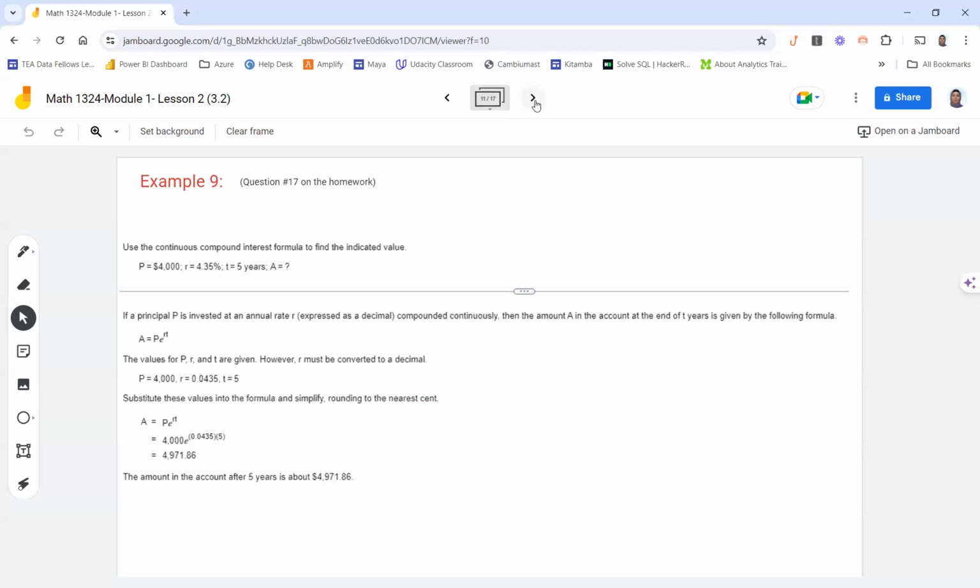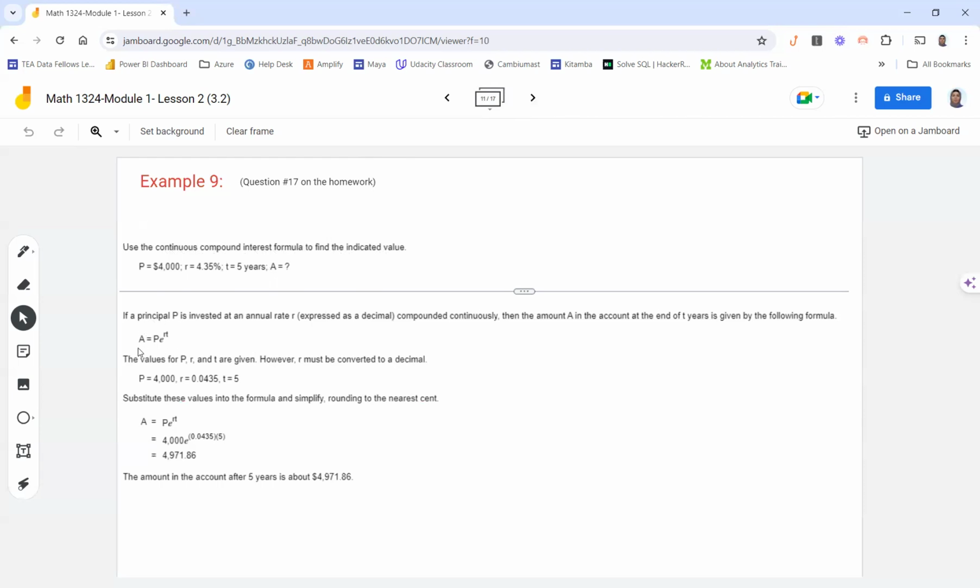Example 9, this is question 17 on the homework. We want to use this time continuous compound. So when the question changes to continuous compound, your formula changes. So we're going to use the continuous compound interest formula to find the indicated value. P value is 4,000, rate is 4.35%, time is 5 years, and we want to find the future value.